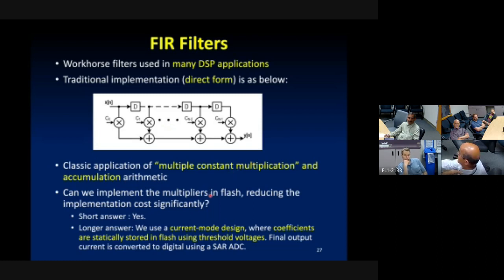Question is, can we do this in Flash? And the answer is yes. We use a current mode design. The coefficients that you want to multiply by are stored in Flash. And therefore you have a one transistor multiplier. This gives a dramatic reduction in circuit area.